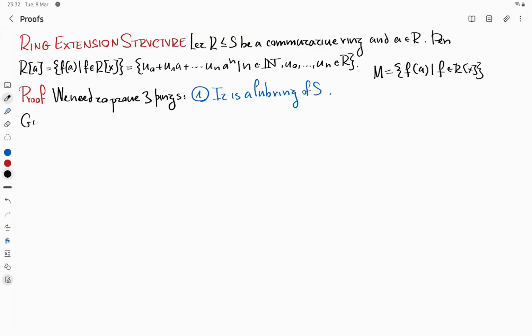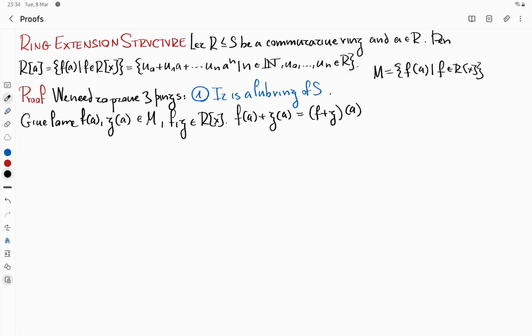Also, for the ease of notation, we shall denote this set from up here by M. Now, given some polynomials f(a) and g(a), where a had been substituted for x, right? We have them from the set M. Then, and of course f and g from the polynomial ring R[x], we have that f(a) plus g(a) is equal to the function (f plus g)(a), right? And this is also contained in M.